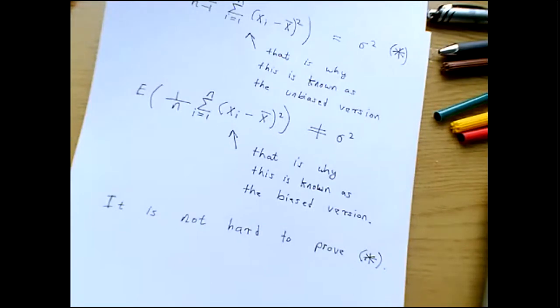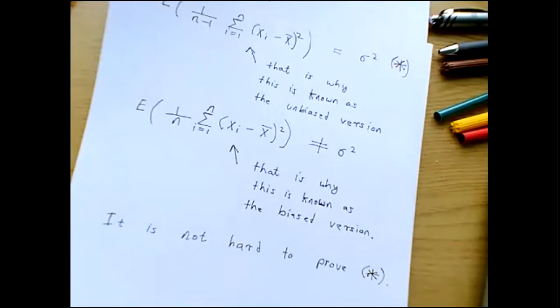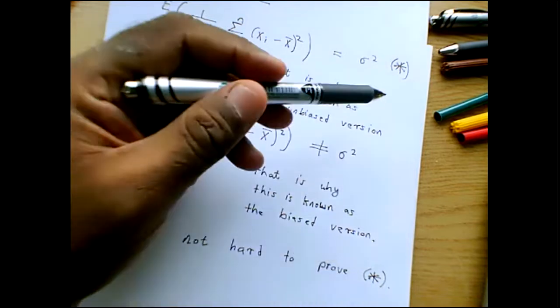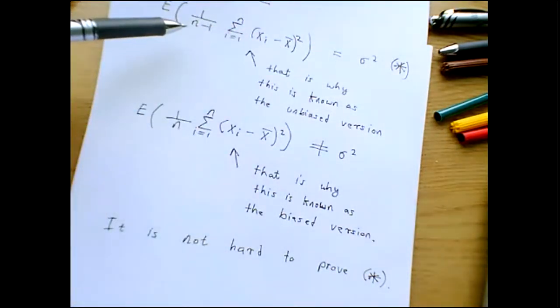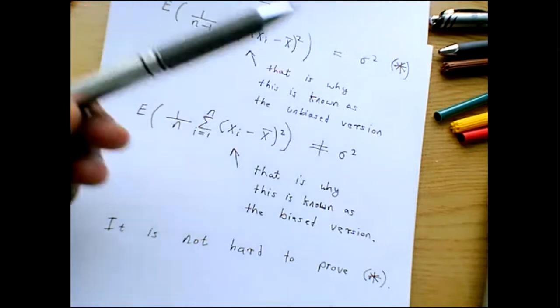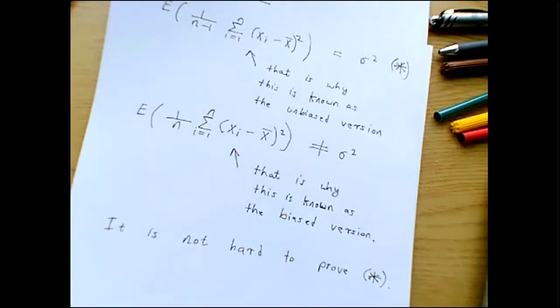But the thing I'm saying right now is that it is not really hard to prove star, which is this equality, that the expected value of this is equal to sigma squared. I don't know if I have the time to prove it today, but let me check the time. Yes, sorry, I don't have the time to prove it today.